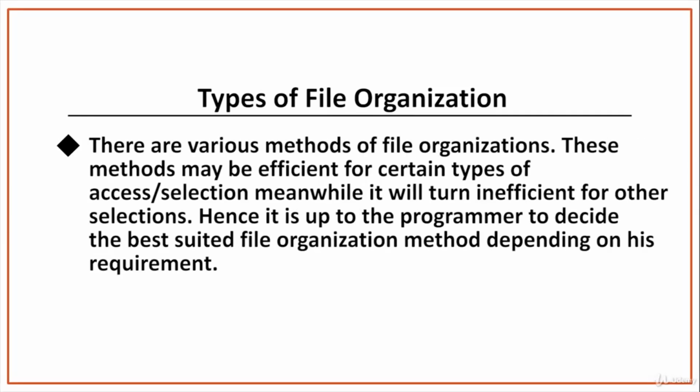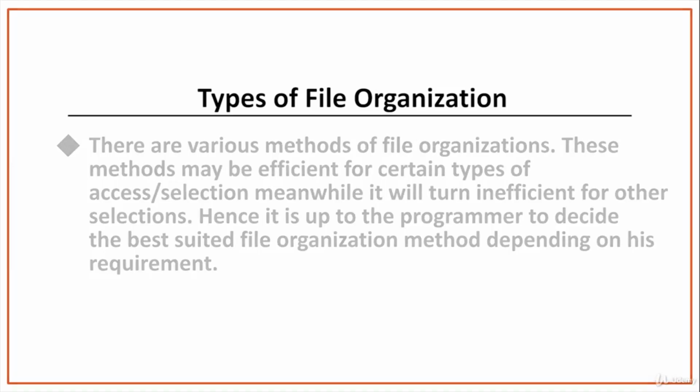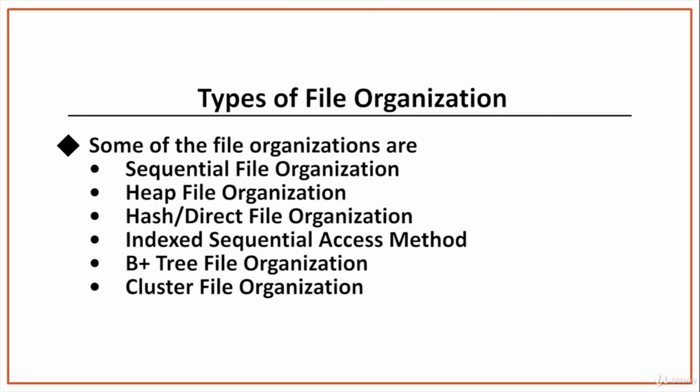There are various methods of file organization. These methods may be efficient for certain types of access or selection, meanwhile it will turn inefficient for other selections. Hence, it is up to the programmer to decide the best suited file organization method depending on his requirements. Some of the file organizations are sequential file organization, heap file organization, hash or direct file organization, indexed sequential access method, B+tree file organization, cluster file organization.